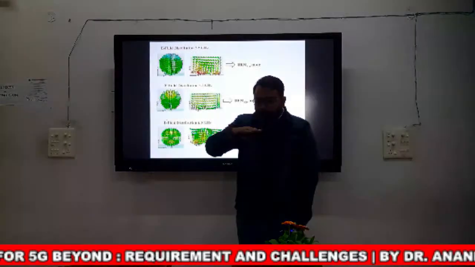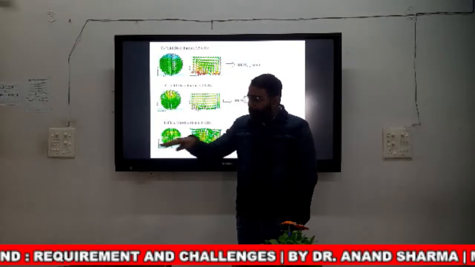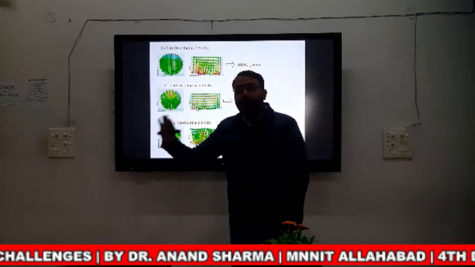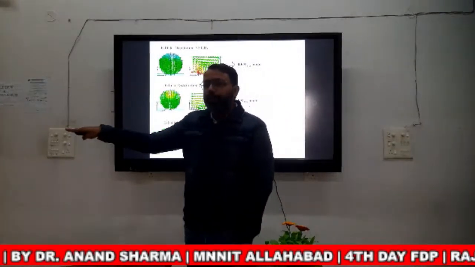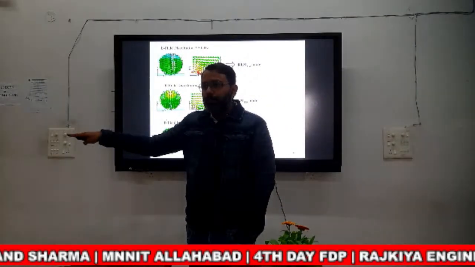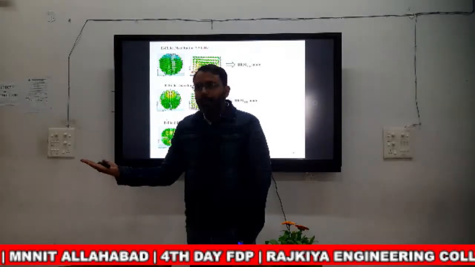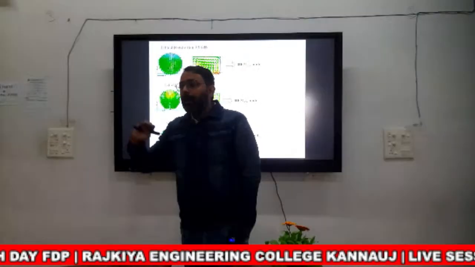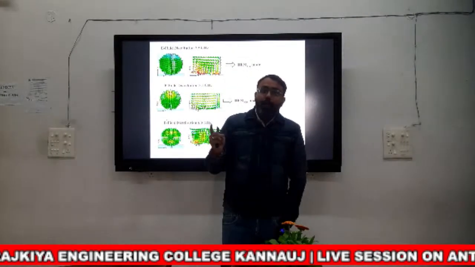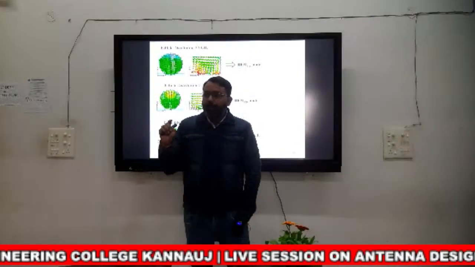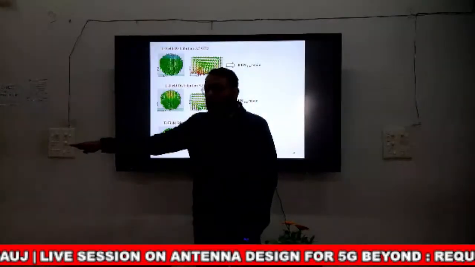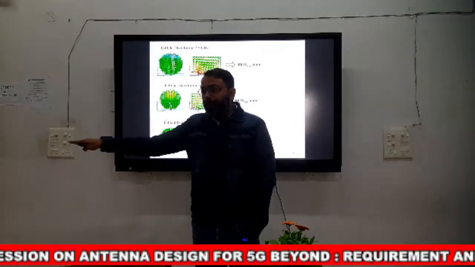If I am talking about the z direction, let us suppose that this is my z direction, there is no change in the electric field. Electric field is constant. This is called a TE mode. Okay? There is no variation in electric field along the z direction. Similarly, if I am talking about the TM mode, there is no change in the magnetic field in this direction. Magnetic field is constant.